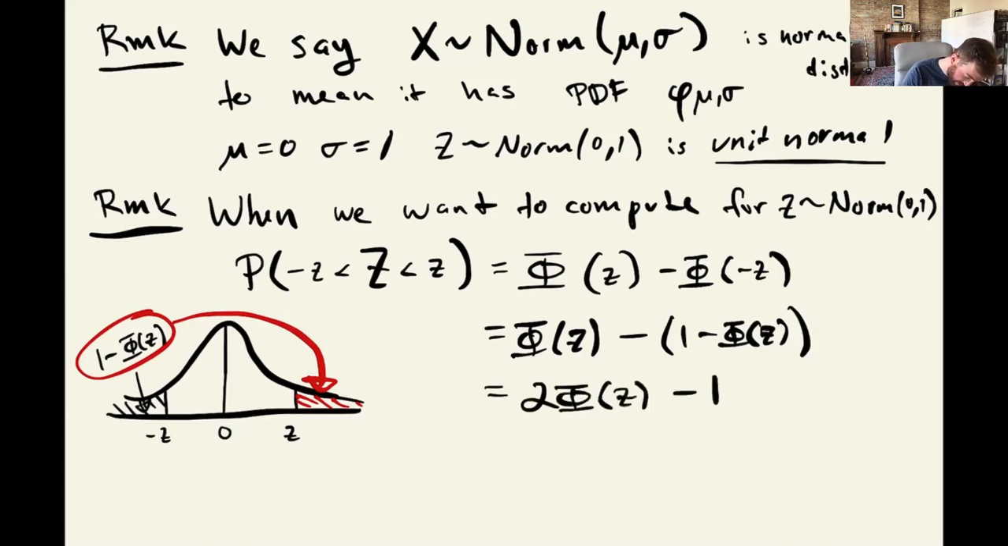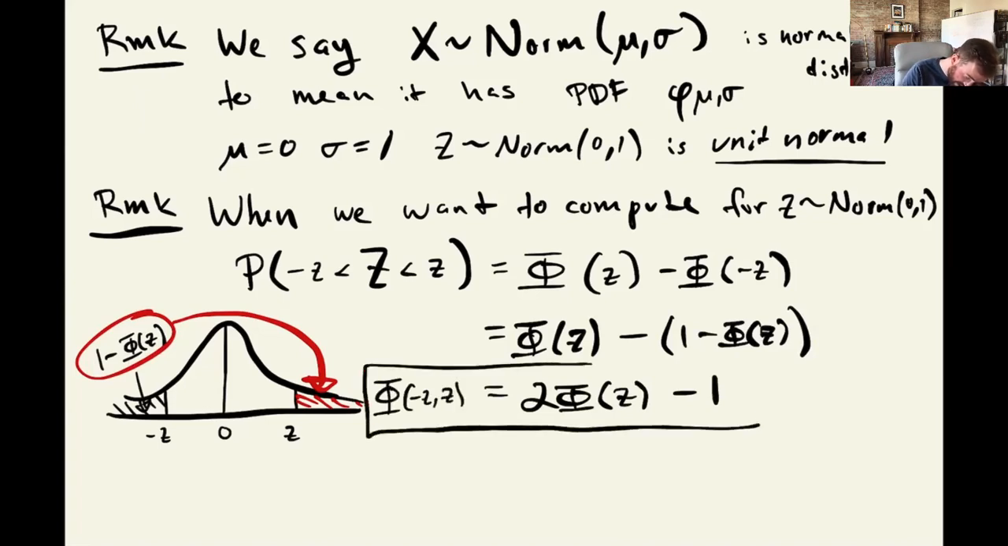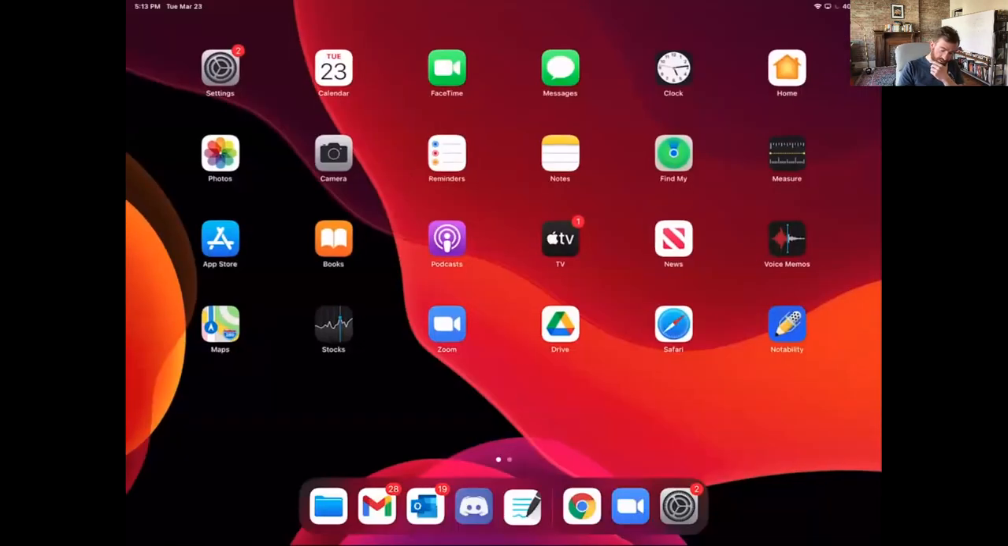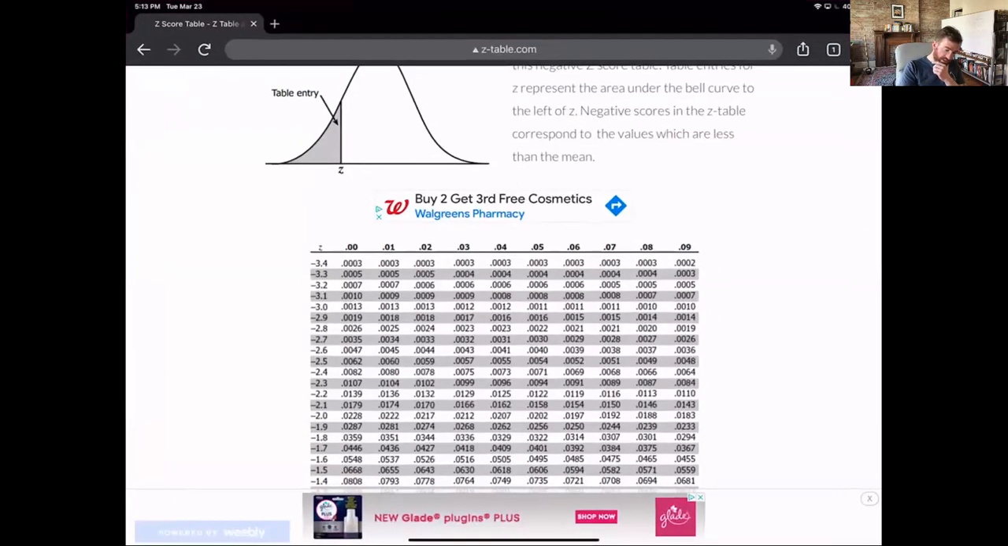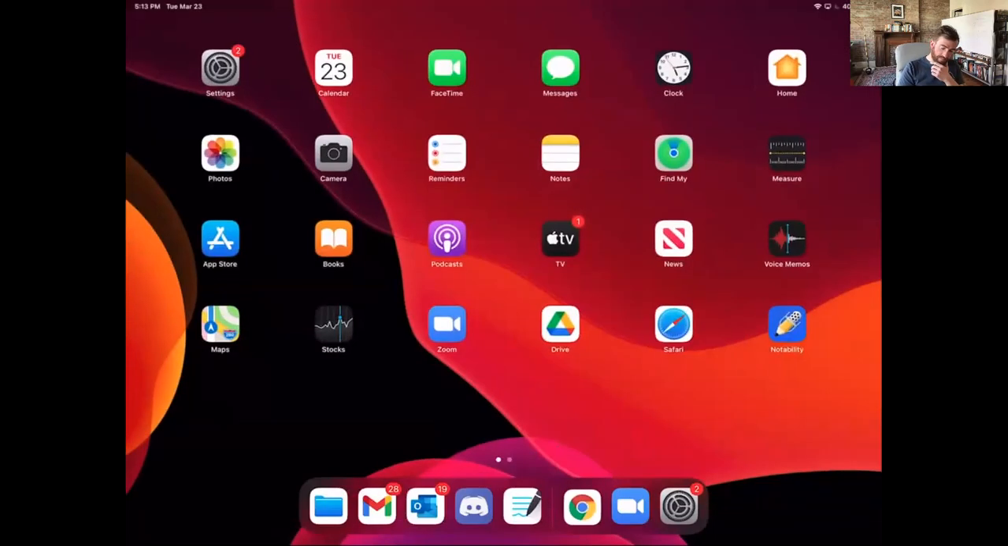So that's going to be, and this actually comes up so often that we sometimes give this a special name, minus phi of z to capital Z. And that just indicates that if you want to know the probability that a unit normal lies between plus or minus a fixed value, little z, you can just compute 2 times phi of z in your table over here, and then just take minus 1 from that. All right.